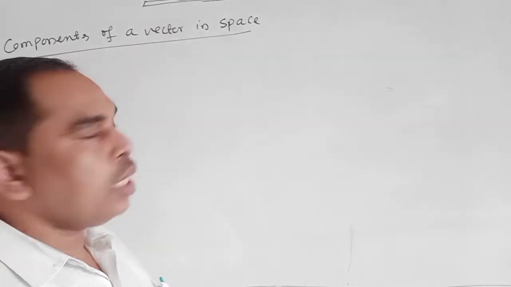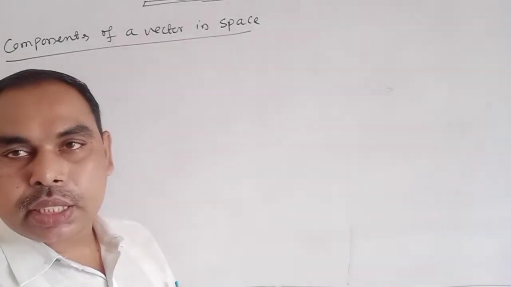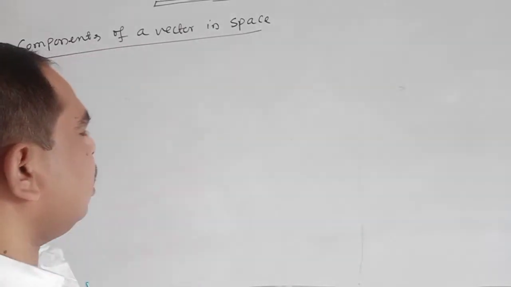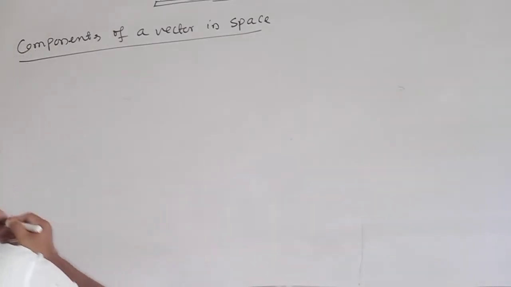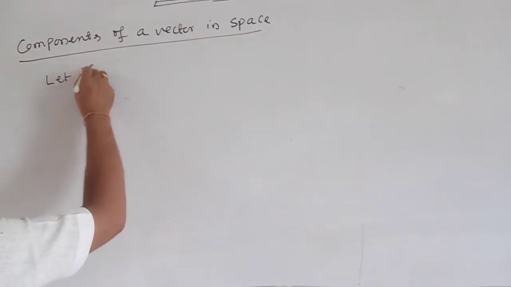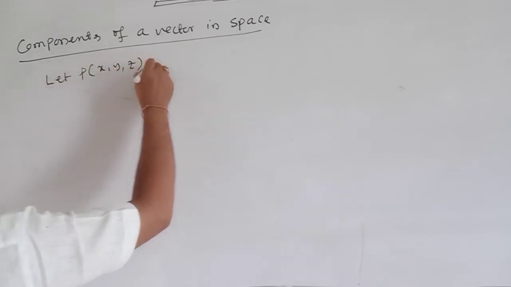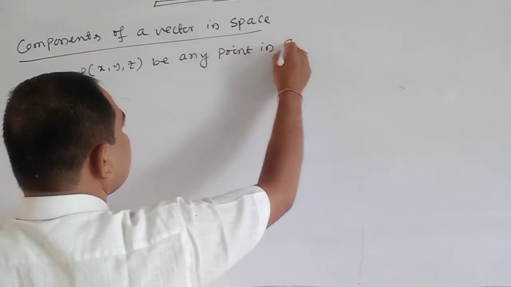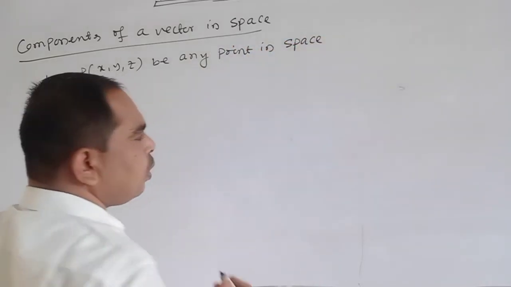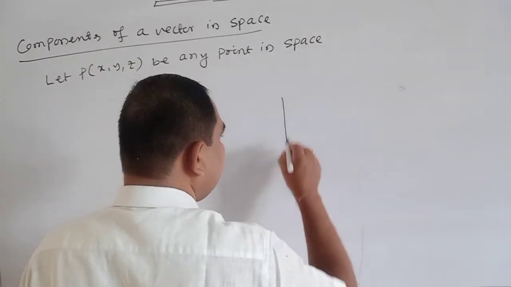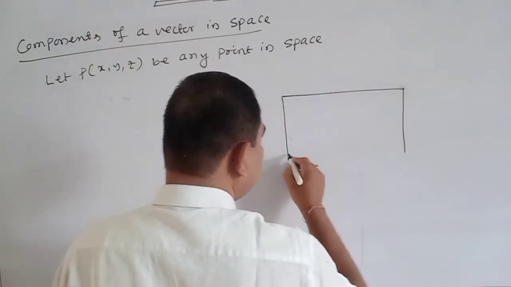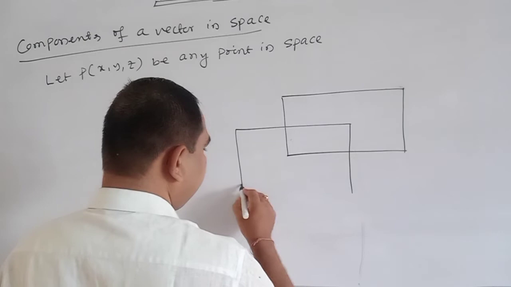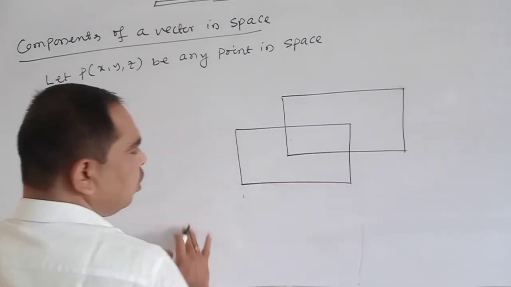Next one, components of a vector in space. Let P(x, y, z) be any point in space. Diagram.